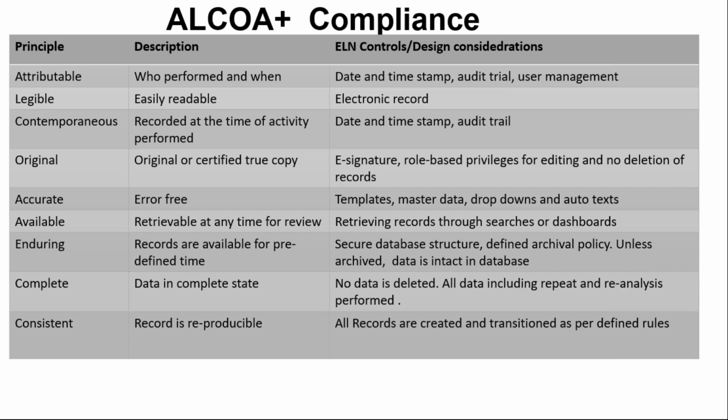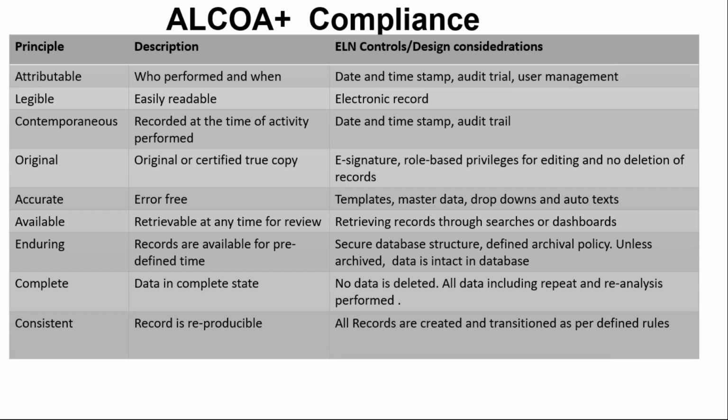The next is the accurate one, which is error-free. So a lot of functionalities, such as making your experimental record as templates, use of a lot of master data using the drop downs or auto text, can ensure that the data entry is accurate. Also, you can choose certain important fields as mandatory fields where you can ensure that the scientists are filling this information, and this information is available for analytics.